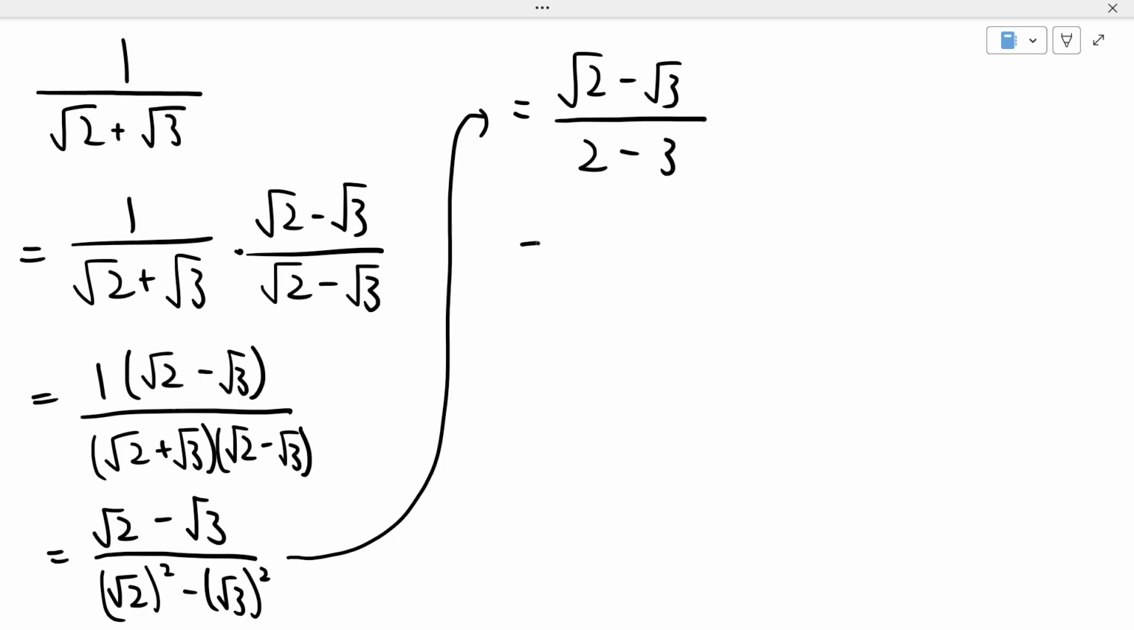This further simplifies to the square root of 2 minus the square root of 3 over negative 1, because 2 minus 3 is equal to negative 1. And if we distribute the division over the two terms in the numerator, this becomes negative square root of 2 plus the square root of 3. And we can see that there's no longer any fraction or any square root terms in the denominator. So this expression is considered simplified.